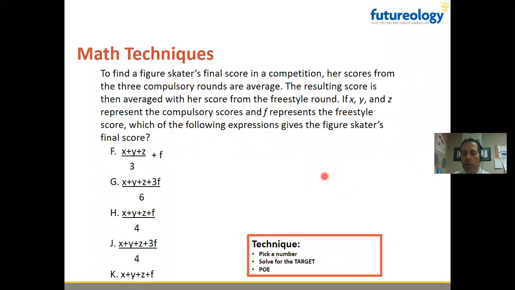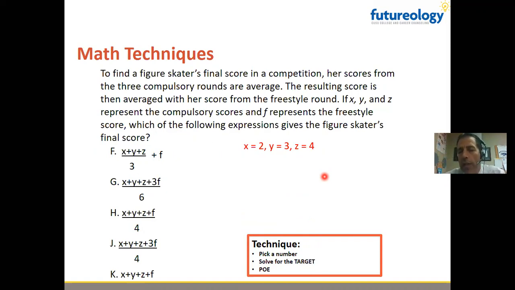So let's pick a number. The first technique is to pick a number. So let's just do this. We're going to pick 3 numbers here. We're going to pick one for X, Y, and Z. Why? Because those are the variables that they're giving us. Okay, and it's a longer word problem. This problem would not be an easy problem.